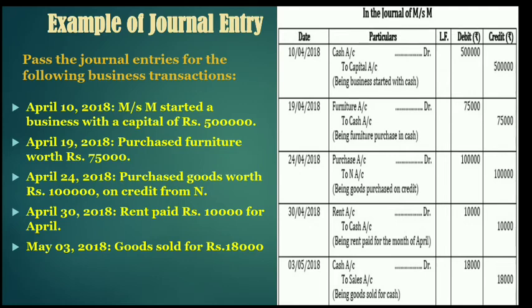And last, goods sold for rupees 18,000. Now you are selling the goods. When you are selling the goods, what is coming to you? Cash is coming to you. So what comes in is debited, so cash account is debited to sales account credited, because you are selling the goods. How much money? 18,000. What is the narration or reason? Being goods sold for cash. I hope you understood how to write the journal entry.